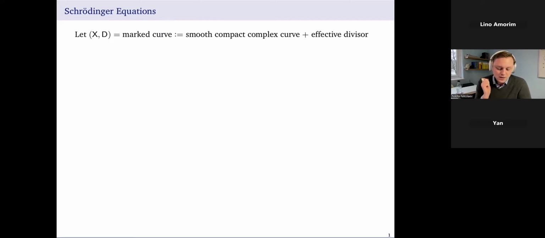Okay, so the first point of contact for me was through exact WKB analysis, and in particular Schrödinger equations. So let me start with a marked curve. That's just a smooth, compact, complex curve, a compact Riemann surface, and an effective divisor, so a bunch of points with multiplicity. This divisor could be empty, or it could be interesting. So the first question is, what is a Schrödinger equation on such a global object?